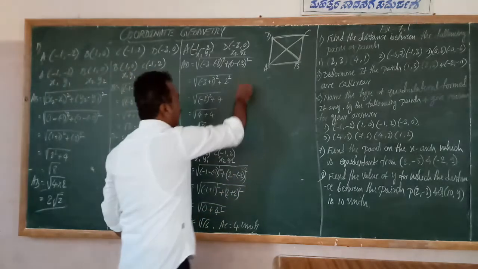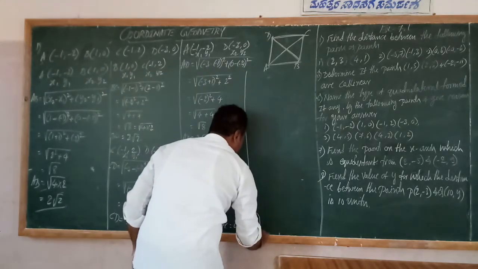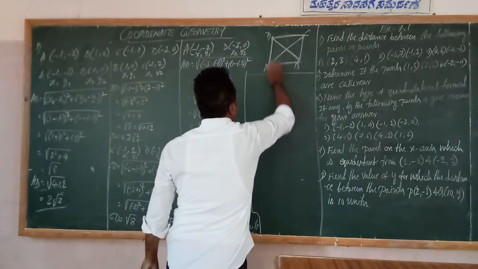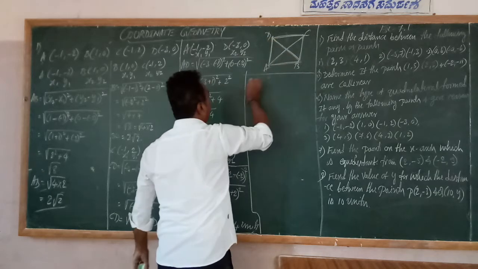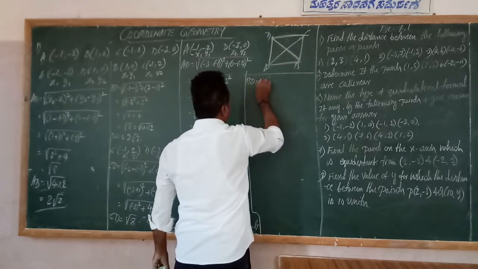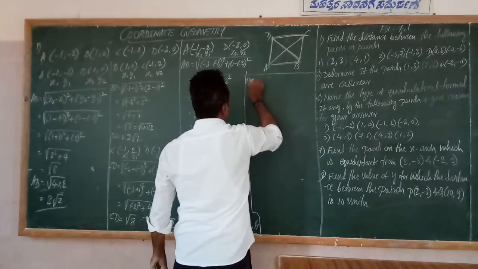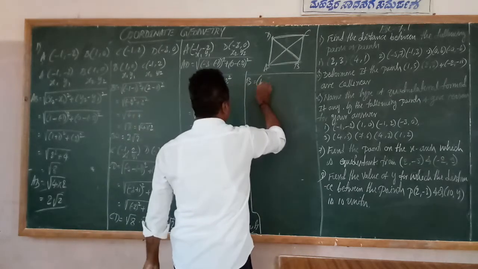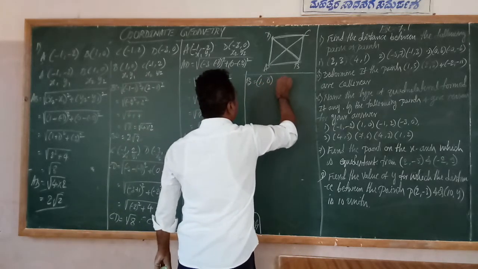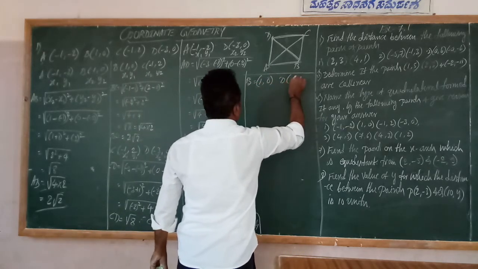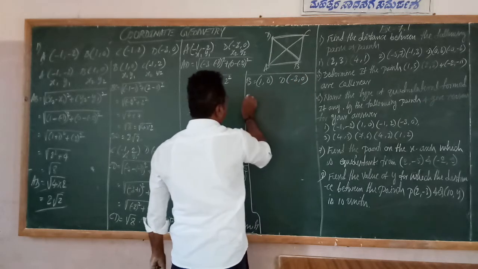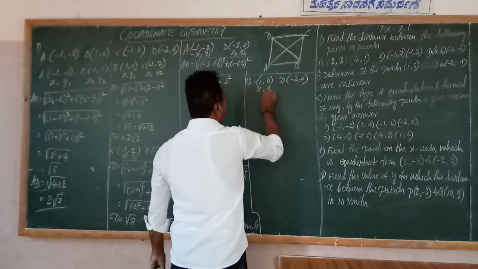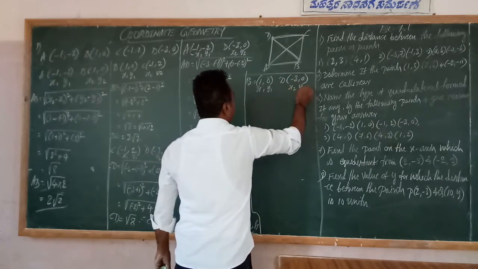AC is over. Then we have to calculate BD. First we have to write down the coordinates of B. B points are 1, 0 and D points are -3, 0. This is x1, y1, this is x2, y2.